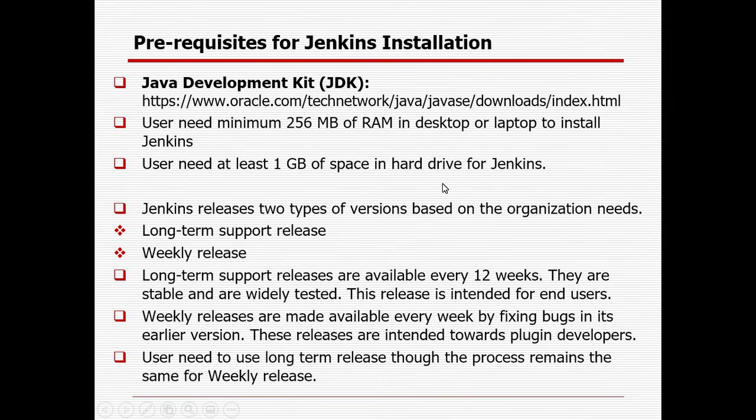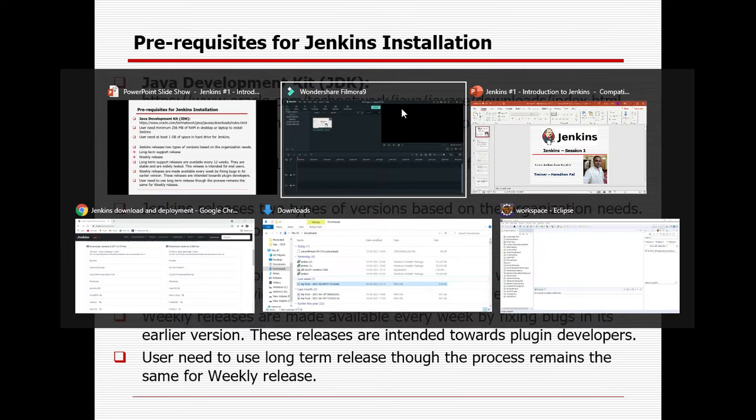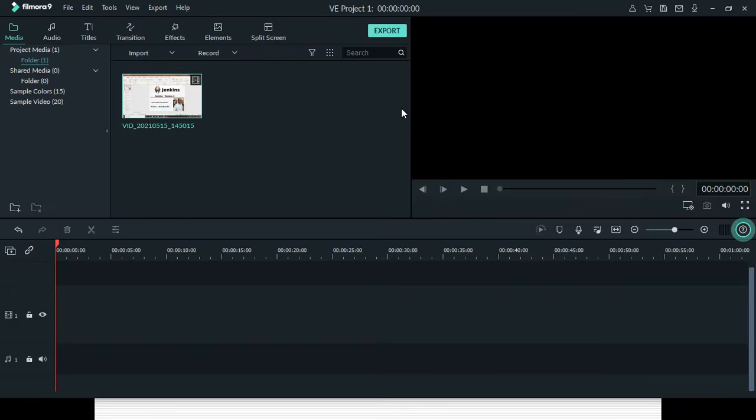So what are the prerequisites for Jenkins installation? If you want to install Jenkins, this is the prerequisite you need to fulfil. You first need to install the Java JDK. It needs to be either version 8 or 11. Other versions will not work for Jenkins. So first you need to check whether Java is installed or not.